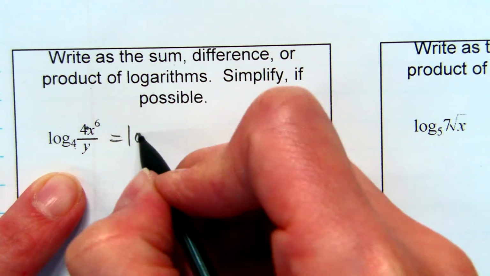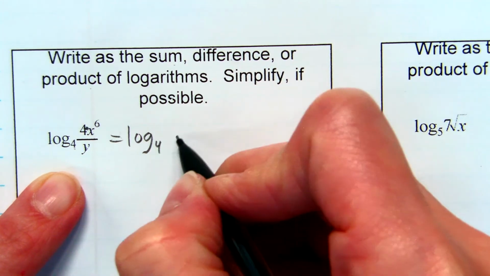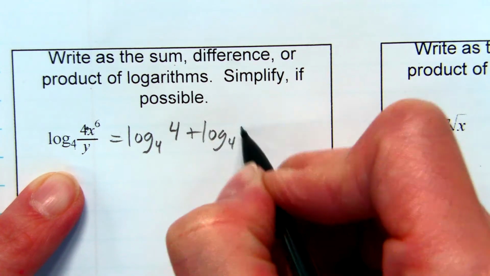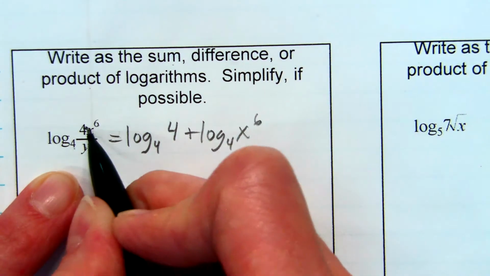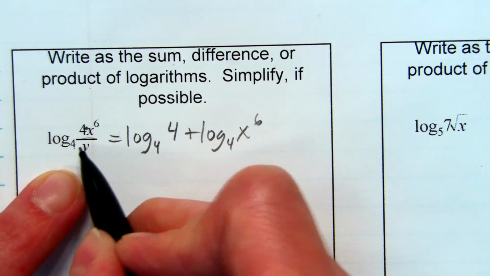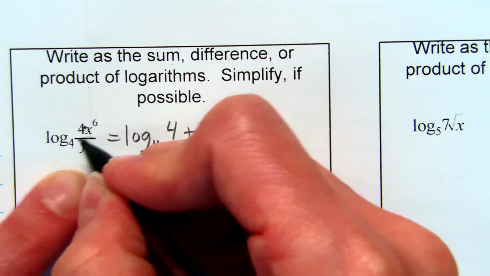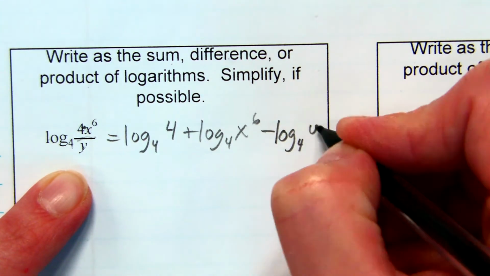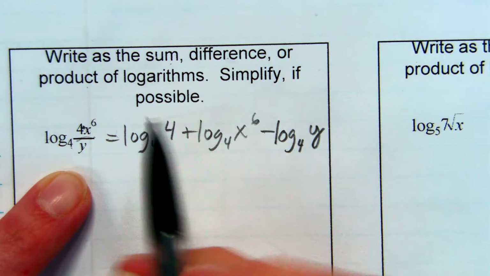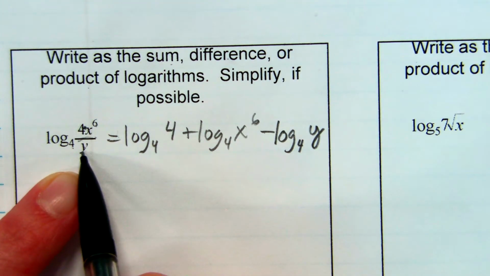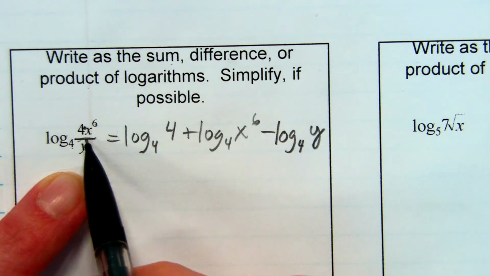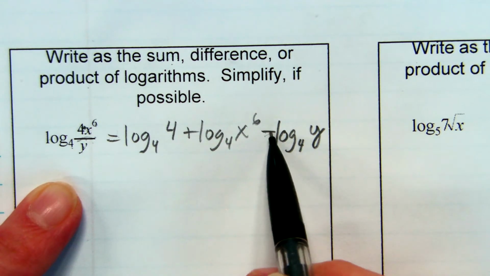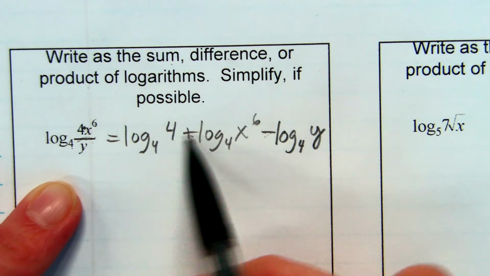So I'm going to break apart the top first. Log base 4 of 4 plus log base 4 of x to the 6th. It's plus because that was times. And then I'm going to do the minus part with the division. Dividing by y, I'm going to make it minus log base 4 of y. So I did all of that in one step this time because I see multiplication and division. Anything that's coming from the bottom needs to have a minus sign. Anything that's coming from the top is going to be positive.